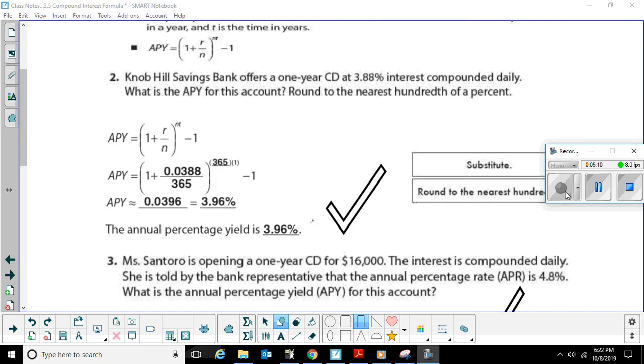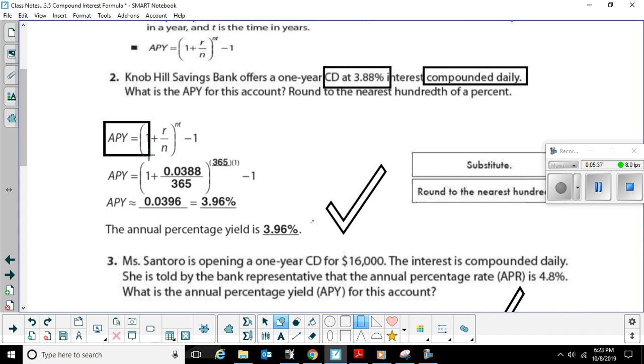Okay, let's look at example 2. We have Kenneth Hill Savings Bank, and they're offering a CD that is paying a 3.88% interest rate, and it is going to be compounded daily. Okay, that's a little different. We went from compounded weekly to compounded daily. Now, what is the effective APY for this account? Well, guys, I introduce you to the APY formula, which we use from time to time.